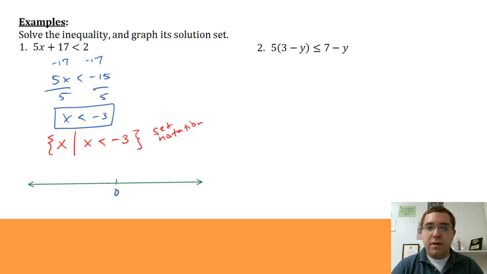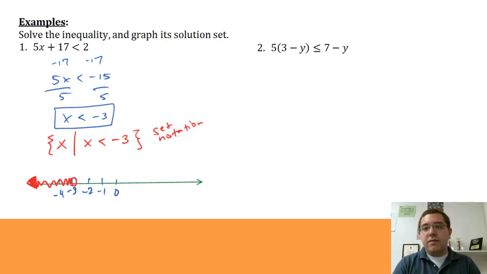And we graph it putting a 0, negative 1, negative 2, negative 3, negative 4. We put an open circle at negative 3 because we cannot include negative 3. We don't have less than or equal to, and less than is to the left. So we shade it, put an arrow on the end to indicate that is the set of solutions we want, anything less than negative 3.